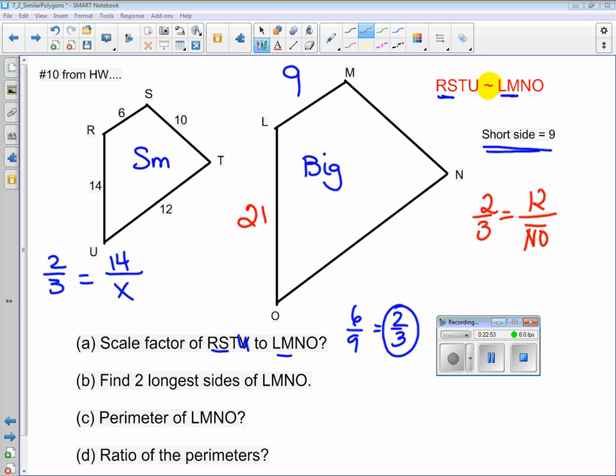3 times 6 is what? Oh, 3 times 6, 18. So isn't this 18? Right? 2 times 6 is 12. 3 times 6 is 18. That's one way to solve the proportion.